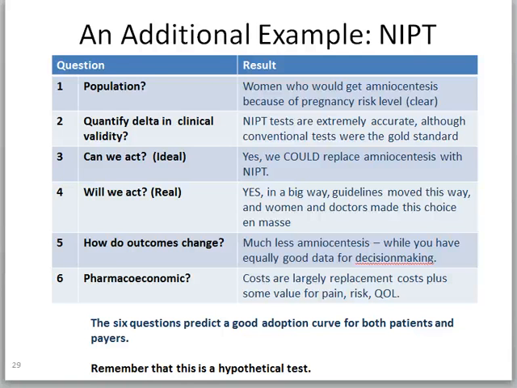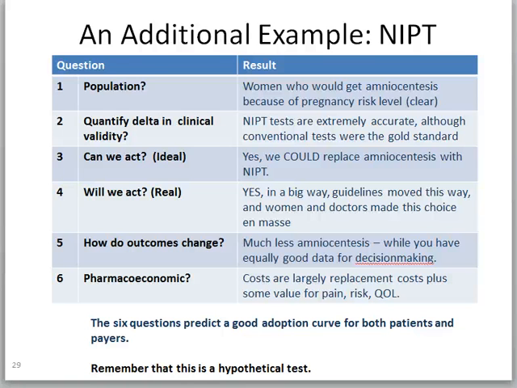What's the delta in clinical validity? The NIPT tests are extremely accurate. They've been studied in large populations. They seem to be 98, 99% accurate. Can we act in the ideal world? Yes, we could replace amniocentesis with NIPT. That's the answer. Will we act in the real world? Yes, in a big way. Guidelines move this way. Women and doctors are already making these choices. Do the outcomes change? There's a lot less amniocentesis, but they seem to feel they have equally good data for decision making.